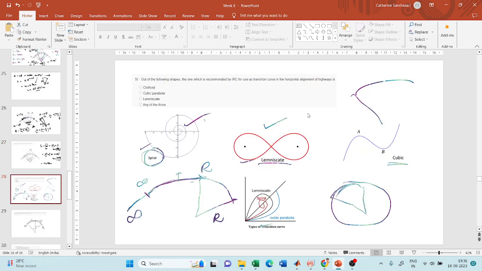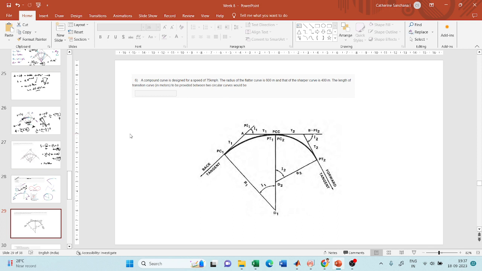We saw how this transition curve has to be achieved. With change in length, its radius should decrease. There are three ways of doing it: spiral, lemniscate, or cubic. They are asking in this question which of the three is recommended by IRC. This spiral is also known as clothoid, and IRC recommends clothoid as the type of the transition curve that needs to be provided.